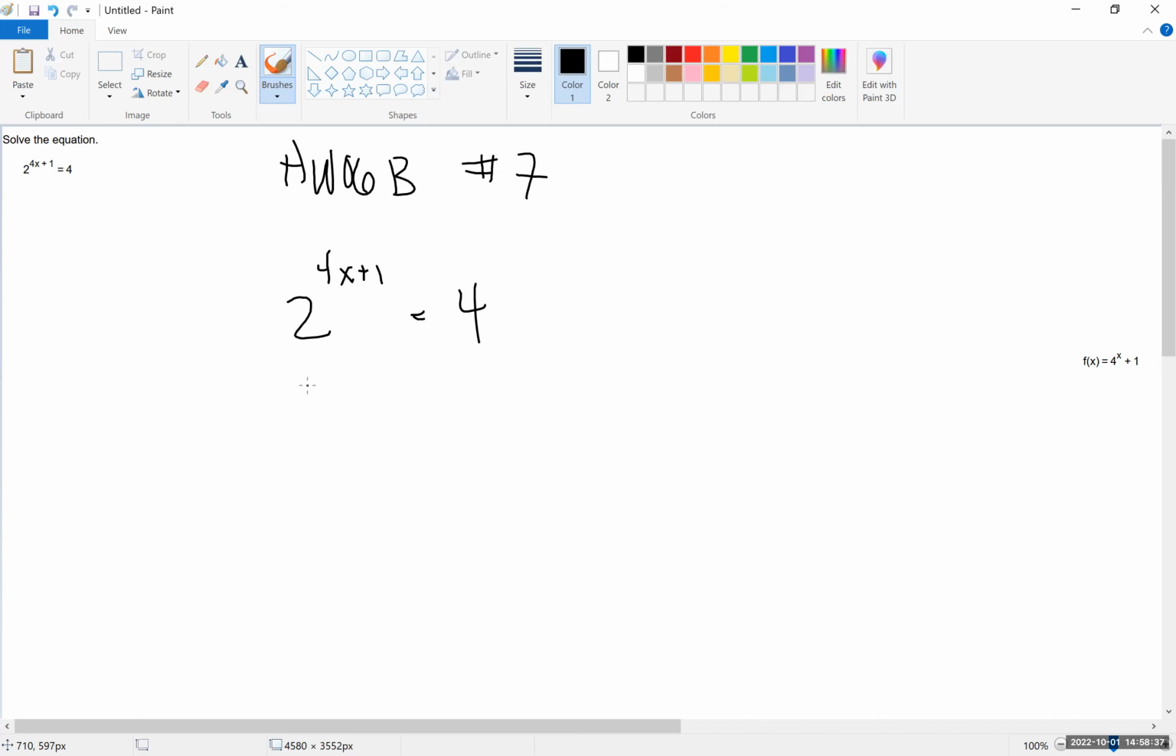All right, we got homework 06B, number 7. It's going to be 2 to the 4x plus 1 equals 4. Now, it's a little bit weird because we know about logarithms now, but when this was covered, we didn't know about logarithms. So the way that I would always say to solve this problem is get the same bases. Okay, so 2 to the 4x plus 1 has a base of 2. Can we write 4 as a base of 2? Well, yeah, 2 squared is equal to 4.